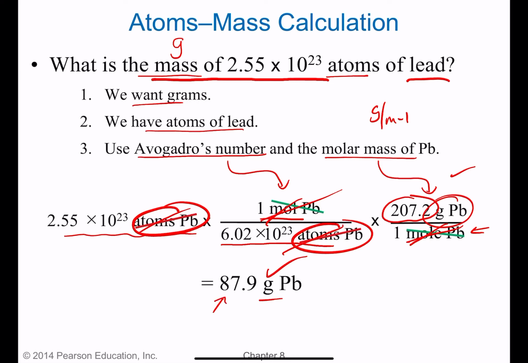Again, this 87.9, verify that you can get the same answer on your calculator. So this number divided by Avogadro's number times the molar mass of lead, you should get 87.9. Make sure you can reproduce that answer on your calculator.